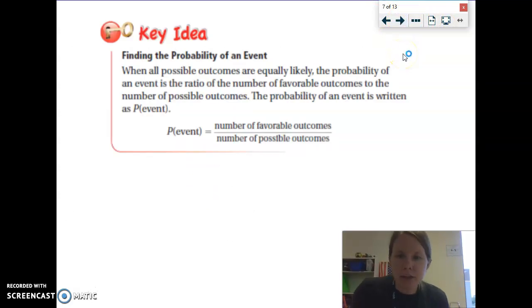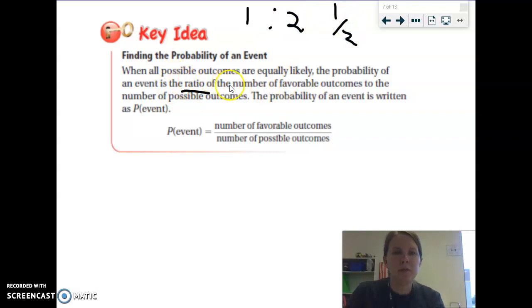All right. So another part of this lesson then is actually finding the probability of an event, because right now we're just describing if it's likely or unlikely. So to find the probability of an event, when all possible outcomes are equally likely, the probability of an event is the ratio. Remember, we've talked about ratios. Ratios are going to be in the form of a fraction, one out of the other, or sometimes you can use that dot to dot, so like 1 to 2, 1/2. This event is the ratio of numbers of favorable outcomes to the number of possible outcomes.